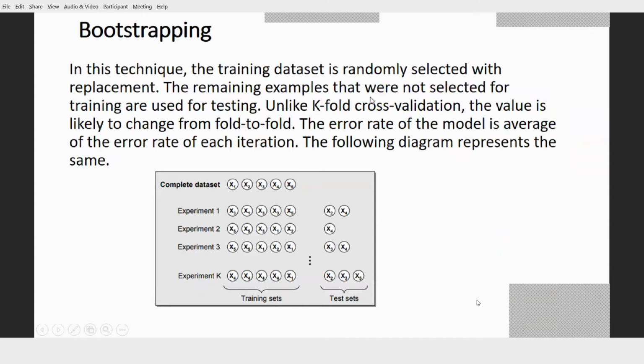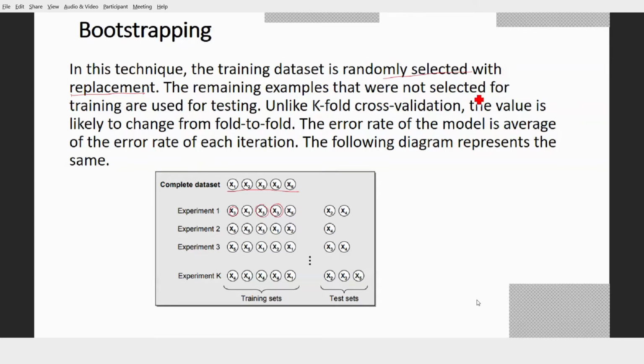In bootstrapping, in this technique, the training data set is randomly selected with replacement. You can see here that this is your complete data set x1, x2, x3, x4, and x5. When we selected experiment 1, you can see x3 is appearing more than once, rather 3 times. So in this technique, the training data set is randomly selected with replacement.